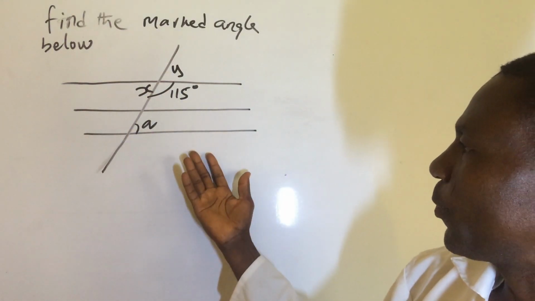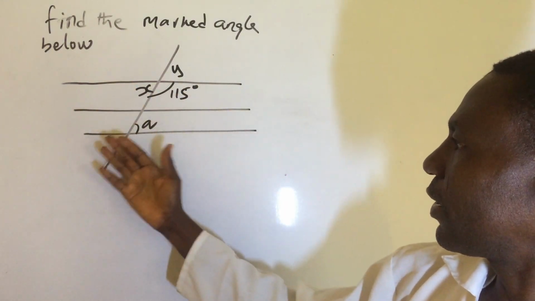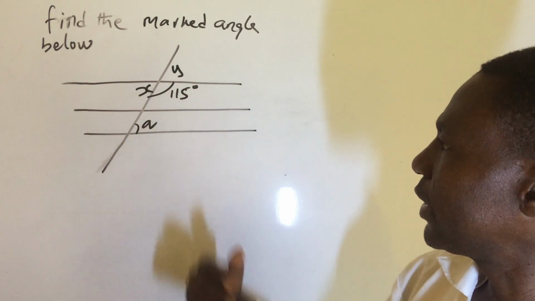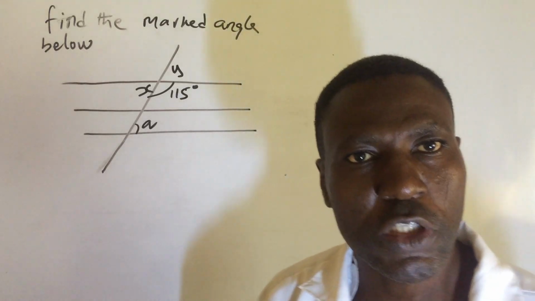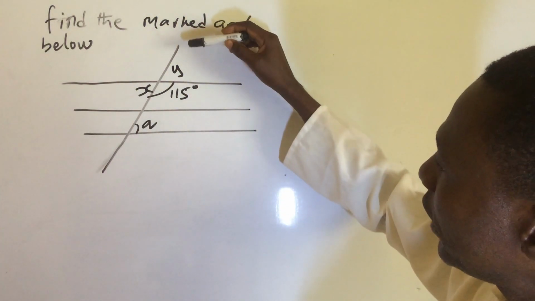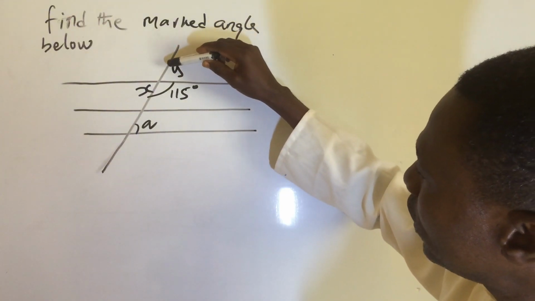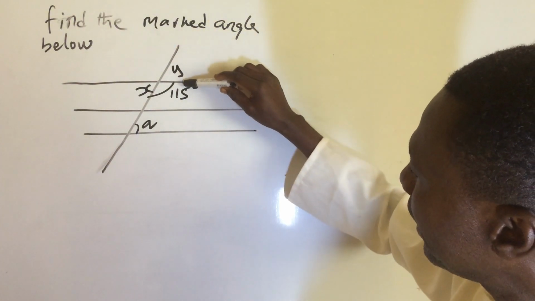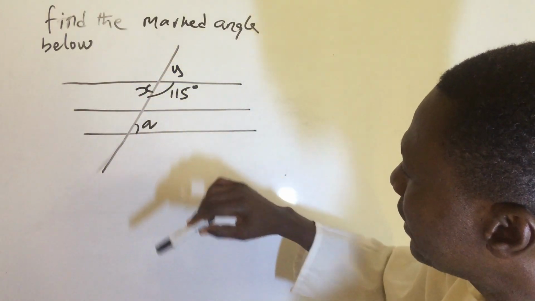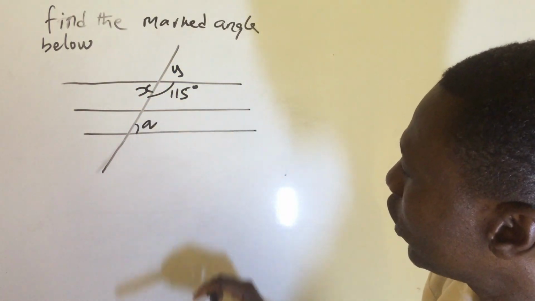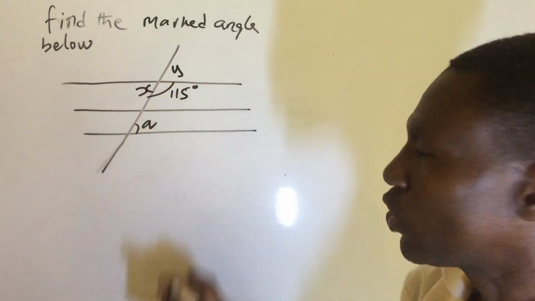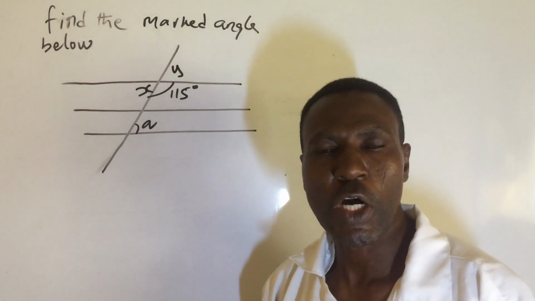The marked angles below these parallel lines here are y, x, and a. Now, an angle is a space between two lines. So we are looking for the angle between these two lines, here and here, which we call y, here and here, which we call x, and here and here, which we call a. The space between them is what we are looking for and what we know as an angle.